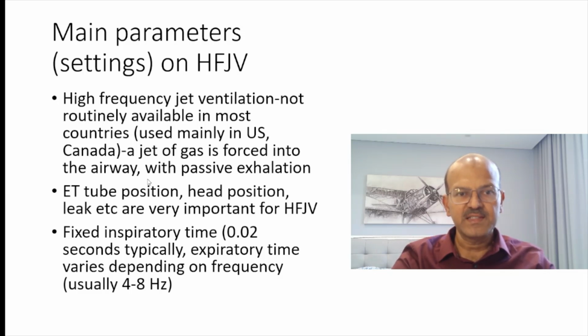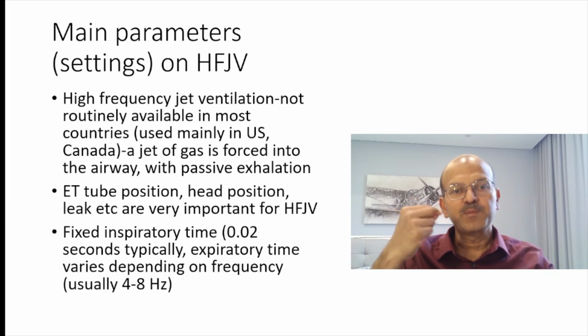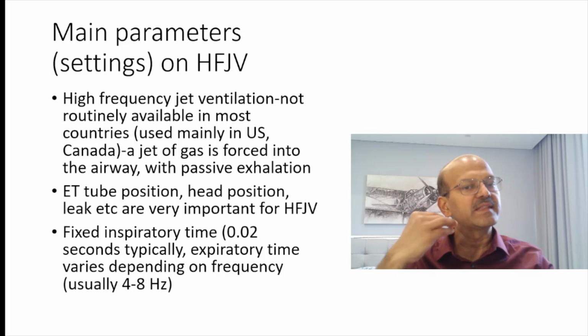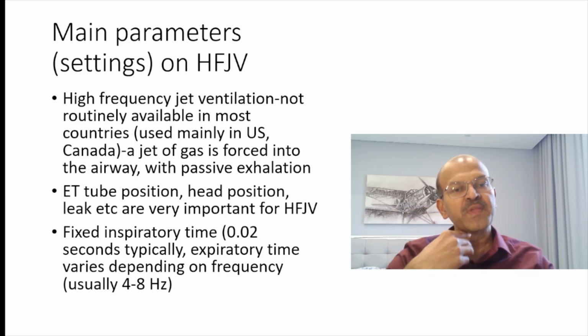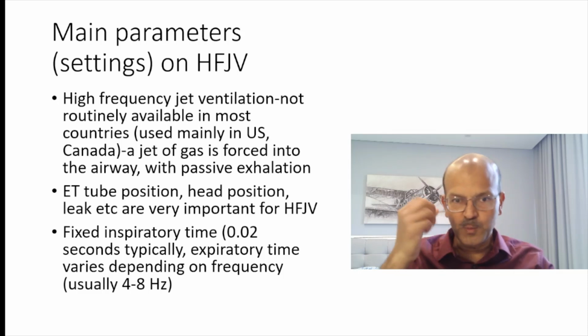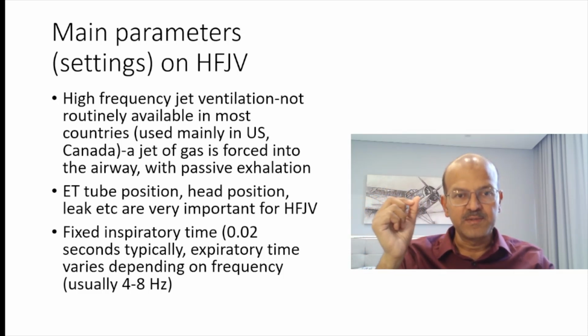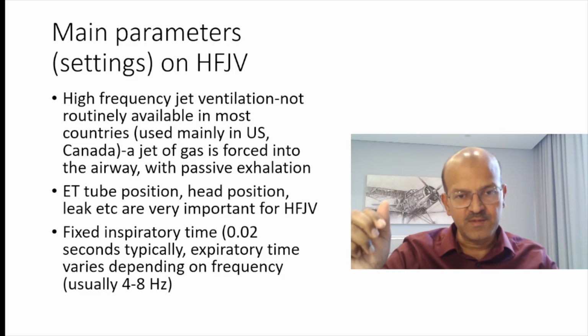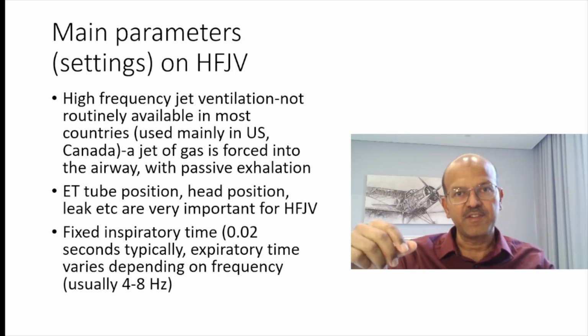A jet of gas is forced into the airway with high velocity, and there is passive exhalation. So the exhalation is not active. You need adequate time to allow for this passive exhalation to happen. The endotracheal tube position is important because if the baby is turning the neck and the tube is hitting somewhere around the airway, the high velocity jet can cause tracheobronchitis. So the tube position, the head position is very important, and also the leak is important. If there is a high leak, the velocity of the jet will drop and it may not be as effective.